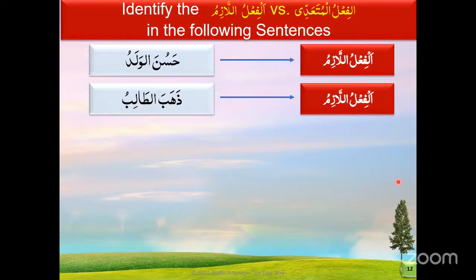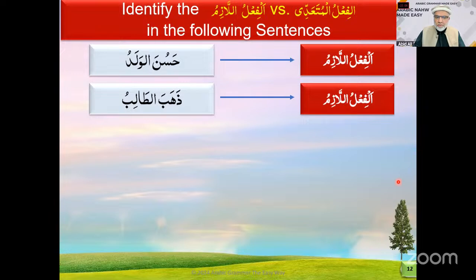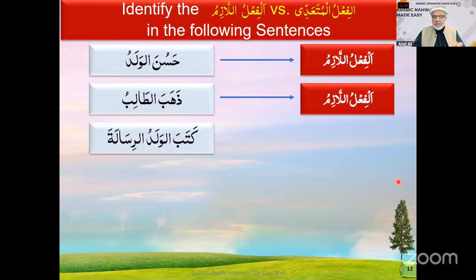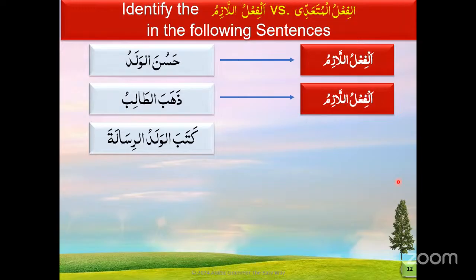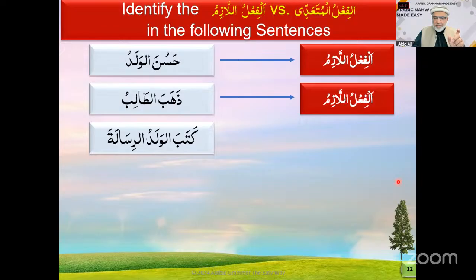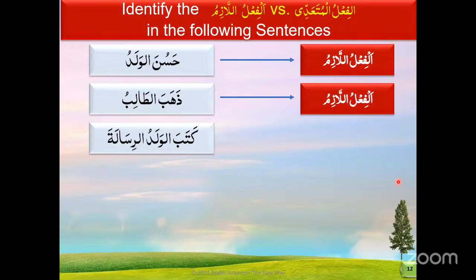Okay. So now, Brother Tahir, let's look at the next sentence for you. Kataba al-waladu ar-risalata. What is the translation? The boy wrote a letter. Right. Now, do you see a subject? What is the subject here? Al-waladu. And do you see an object? Yes, we see ar-risala.